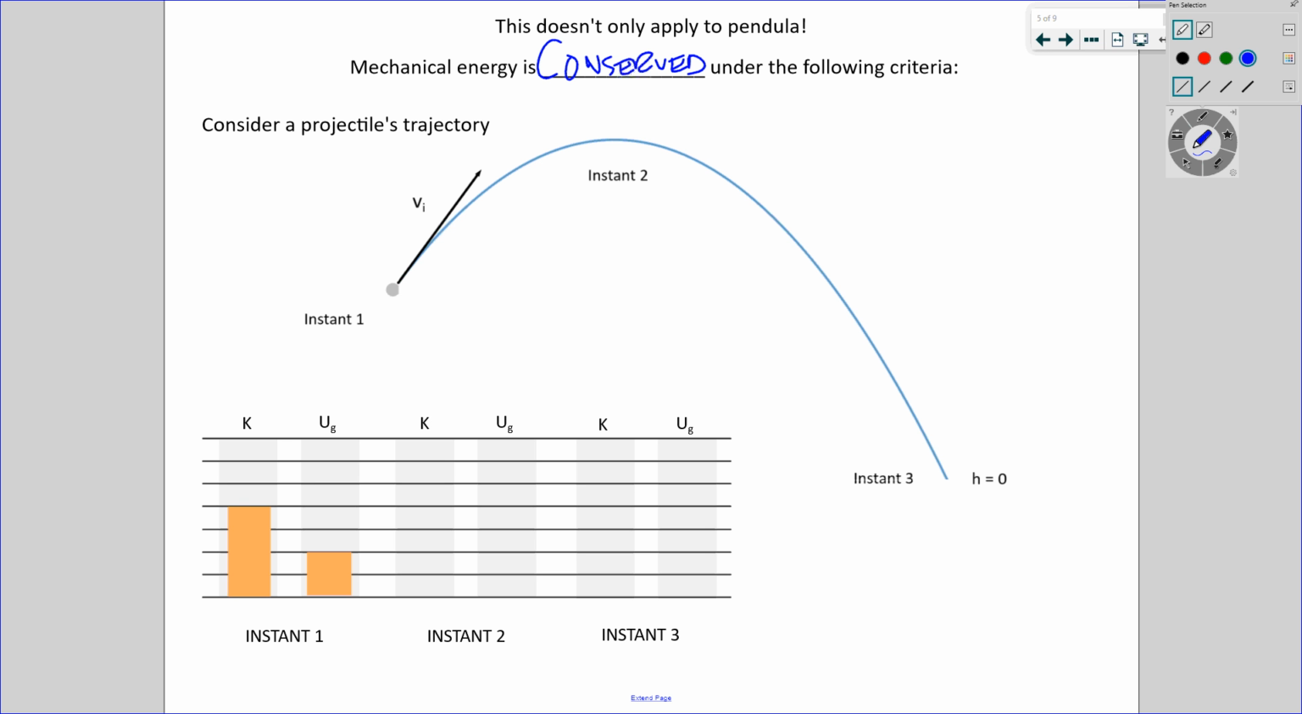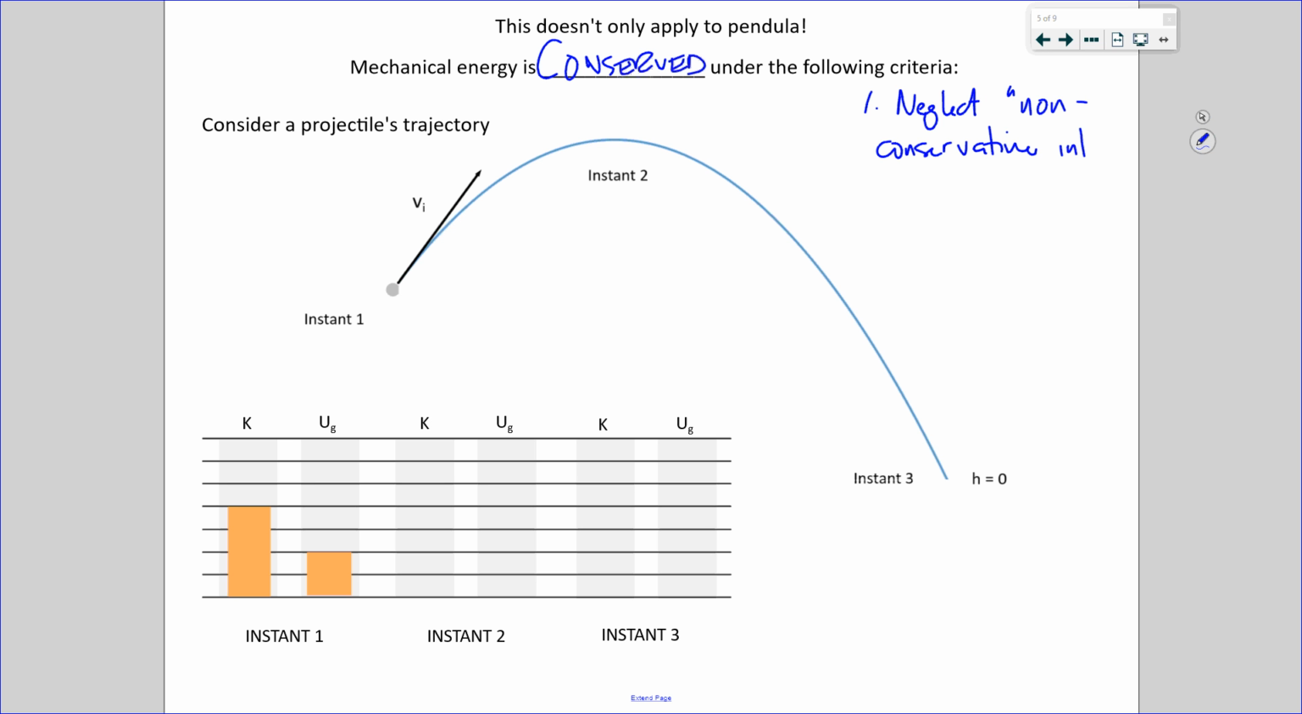under the following criteria. 1, we neglect, quote, non-conservative interactions. Oh boy. It says non-conservative interactions. Interactions is a way of saying forces. And so we're neglecting things like friction and air resistance and people just pushing things.